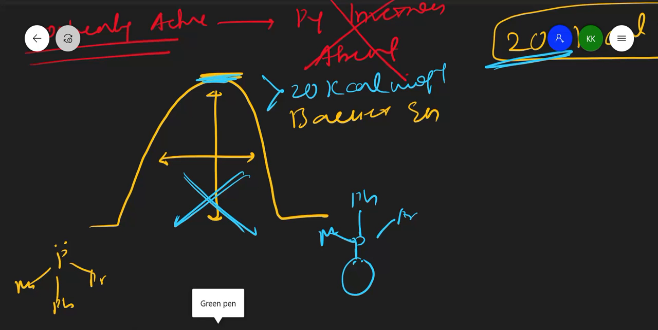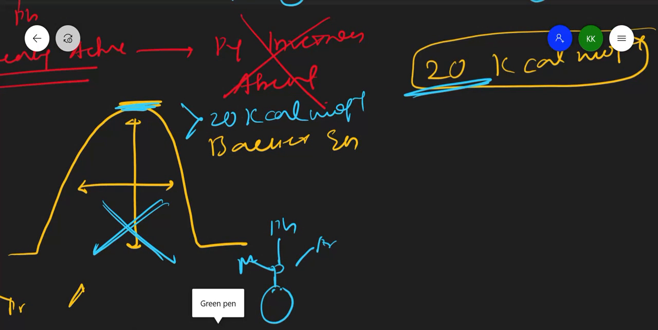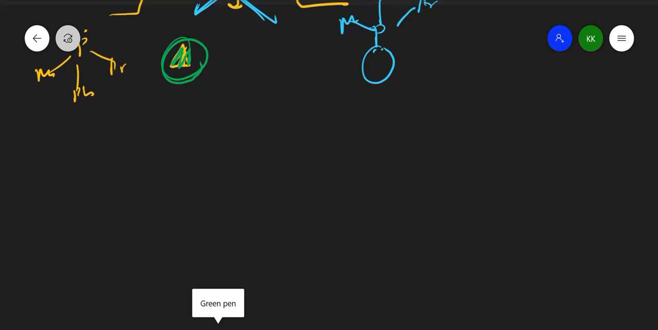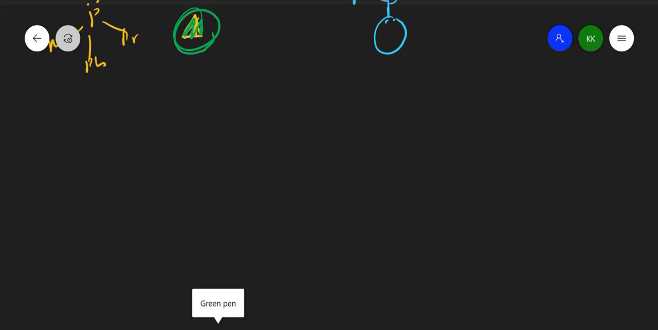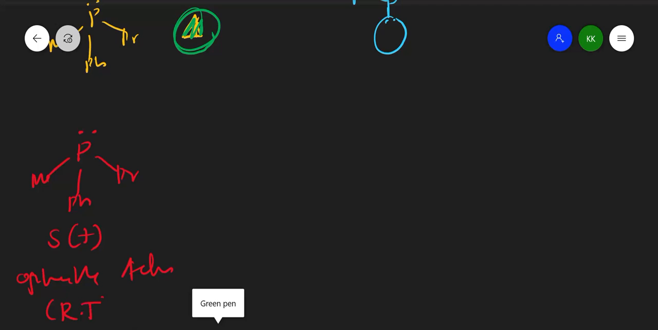But however, if I increase the energy by heating the reaction, more than this 20 kilocalorie per mole, will the inversion happen or not? Yes, it will happen. That I am going to explain now. So if you see this compound, methyl, phenyl, propyl, and its lone pair, we saw it is S plus, so it was optically active. It is resolved at room temperature because room temperature energy is not sufficient for this pyramidal inversion, so it was optically active.